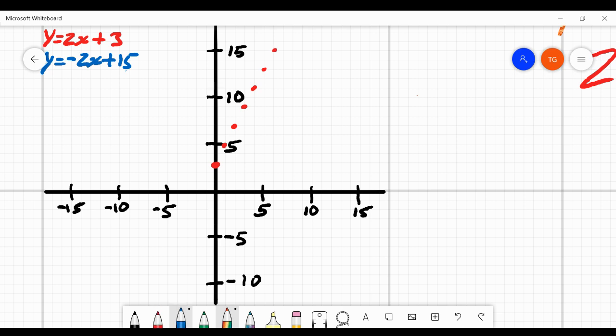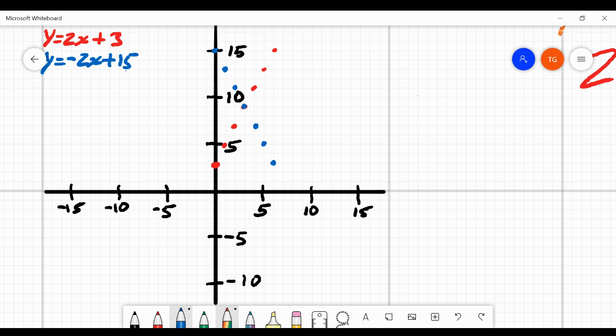We're going to do the same thing now with the blue line, which is negative 2x plus 15. So 15 is our starting point. So I'll put our first blue dot right there. And then negative 2x means we're going to go down 2 and over 1, and then down 2 and over 1, then down 2 and over 1, and down 2, over 1. You can see this line just keeps going.